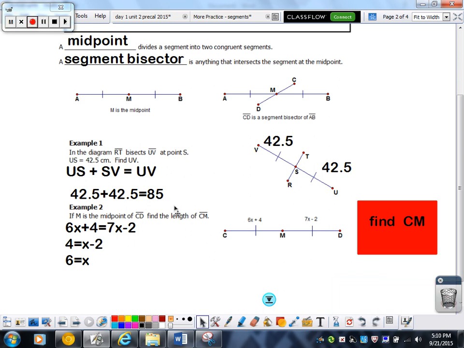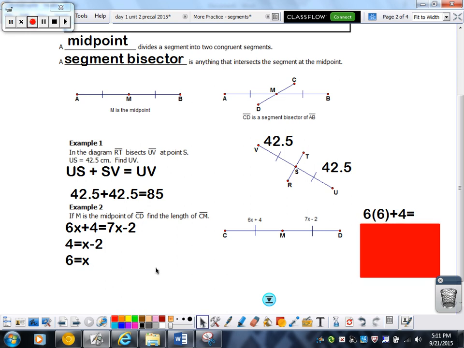Note in your directions that they asked you to find the length of CM. So far, all we found is x, so I still need to plug it back in to find CM. I take 6 times 6 plus 4, plugging in 6 for x. 6 times 6 is 36, plus 4 gives me 40.